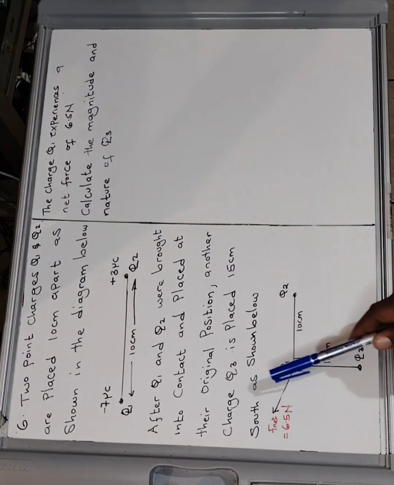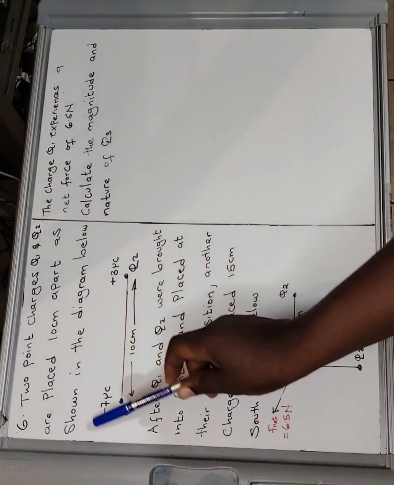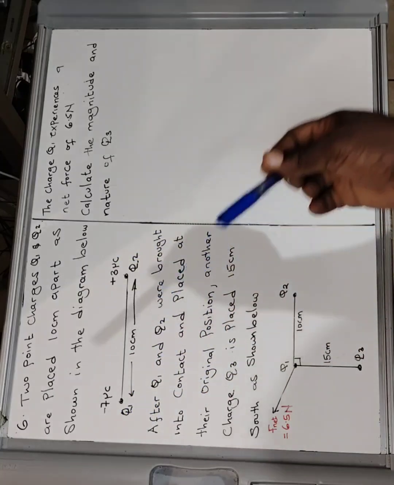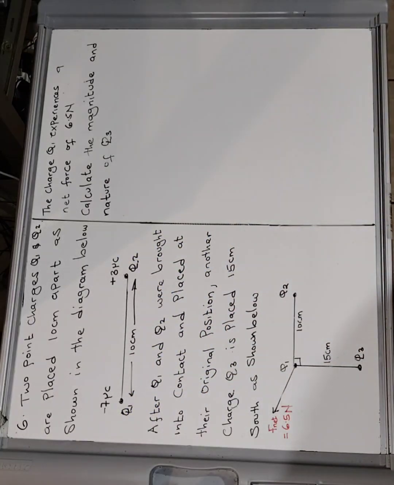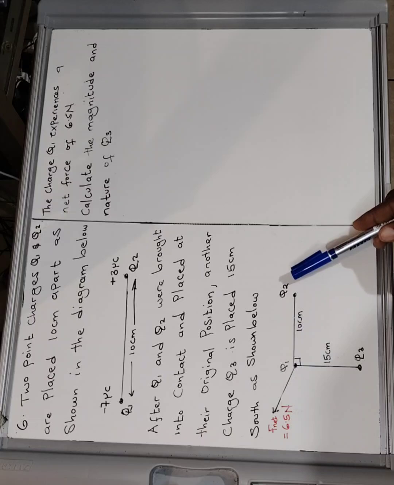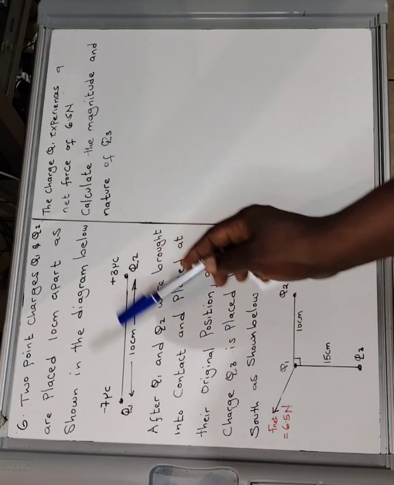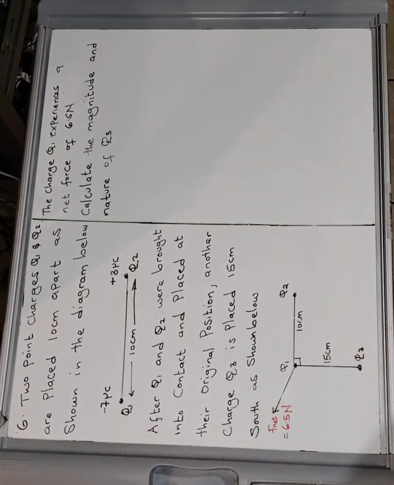We have these two charges, Q1 and Q2, coming from interaction between these two. These two charges touched and separated, which means that what we have here for Q1 and for Q2 are quite different from what we have there. So our first mission is to establish what these two charges represent.